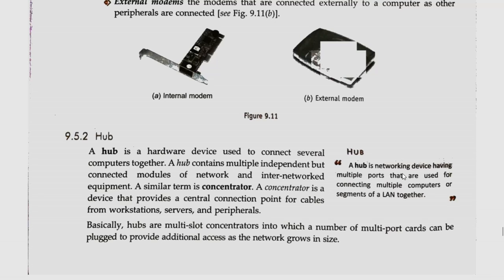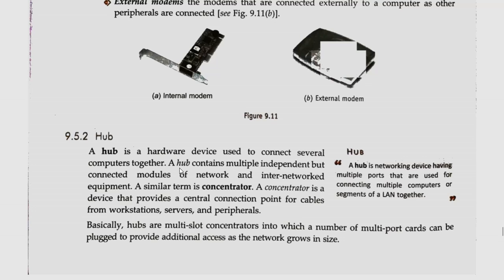A hub is a networking device having multiple ports that are used for connecting multiple computers or segments of a LAN together. Now, there can be situations, suppose in your computer lab there are 30 systems and you want an internet connection among all those systems. Okay, so you cannot simply run the cables to each and every individual system, because you are having only two ports in a particular LAN cable.